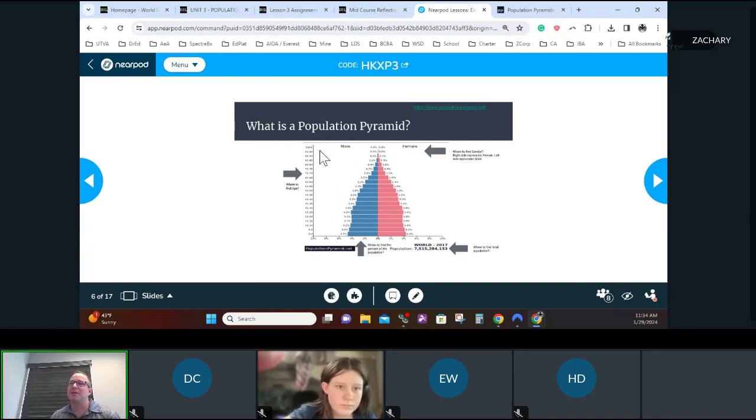So a population pyramid looks like this. You have your X and your Y axis. Hopefully you've done a little bit of math and remember those things. I always forget my X and Y axis. I believe this is the Y axis, correct? The Y axis has different age ranges: 0 to 4, 5 to 9, 10 to 14, and so forth, all the way up to 100 plus.